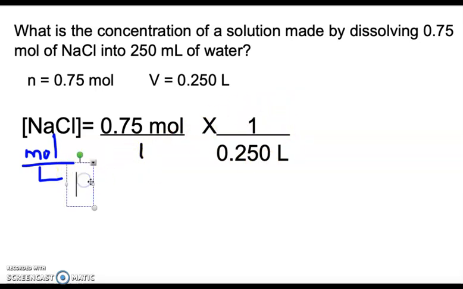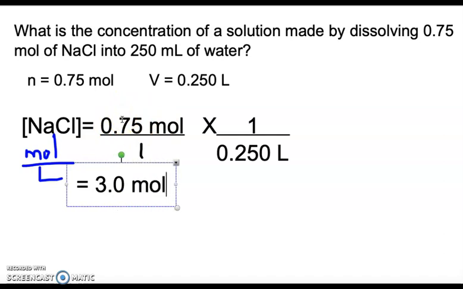Once we do that, we can go ahead and get our answer. Okay, so your calculator should say 3. We do need to worry about significant digits. 0.75 had only 2, so we're going to say 3.0 moles per liter. Okay, so this is the simplest kind. We have moles, we have liters. We're literally just placing both of those where we need them to be.